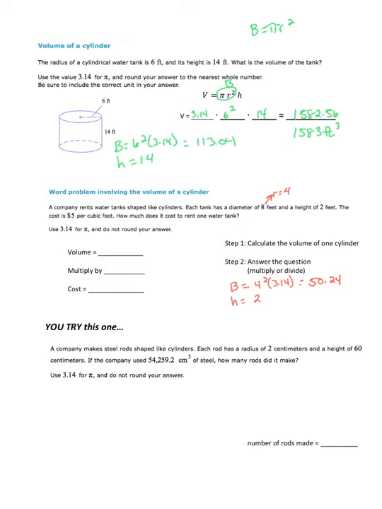So the volume is 100.48 feet cubed. Says do not round. Follow the directions. So that's the volume of the tank. But I've got to find the cost, right? So I'm going to multiply it by $5 because it's $5 per cubic foot. The cost is going to be $502.40. All right? Not such a bad thing.